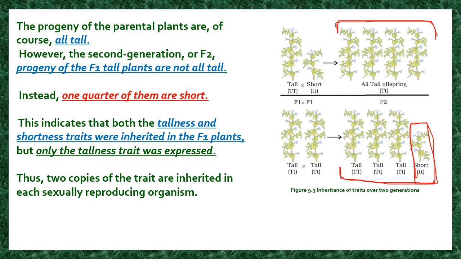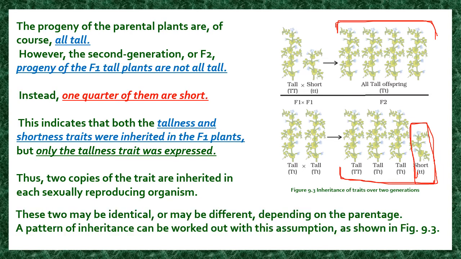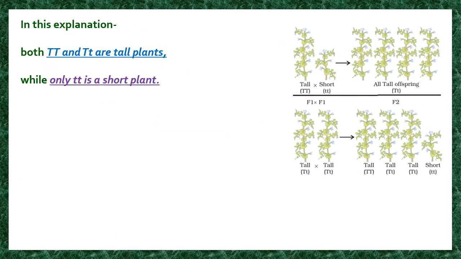Okay, so two copies of the trait are inherited in each sexually reproducing organism. These two may be identical or may be different depending on the parentage. A pattern of inheritance can be worked out with this assumption, that you can see in the figure. This figure shows Mendel's experiment.